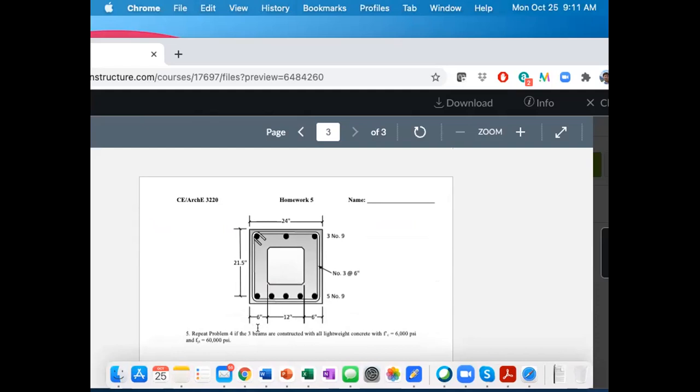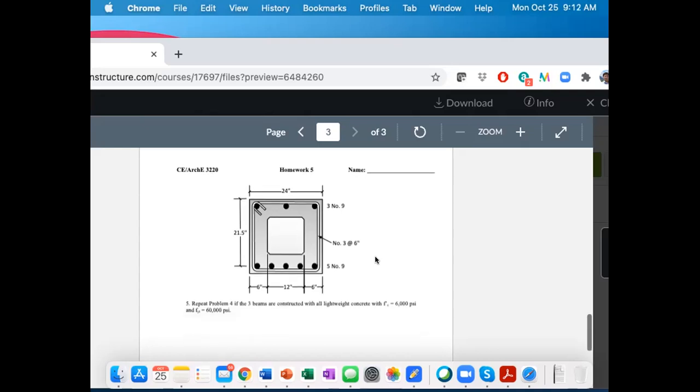Or is this 6 plus 6? That's right. Why is that? I cut a line across the opening, right? That is the minimum width I can have across the section, which is 12 inches. There you go, you got it.